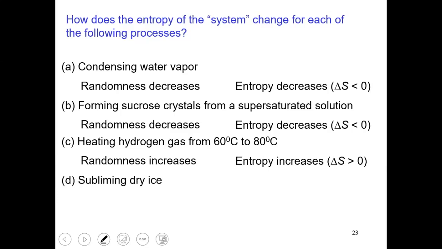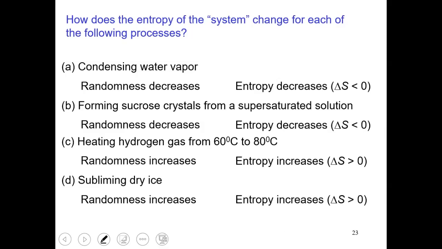Okay, last one. Subliming dry ice. Sublime means going from solid directly to the gas state. We always know the gas state has much, much more randomly distributed particles. So randomness increases, and therefore, that's right, entropy increases.